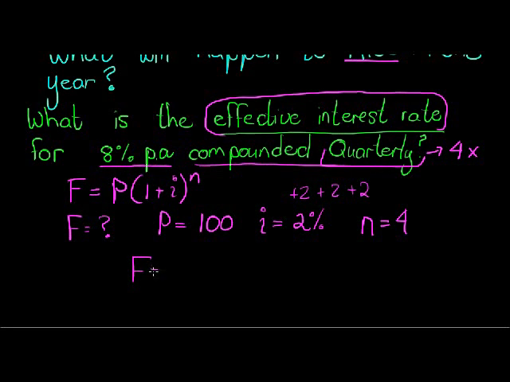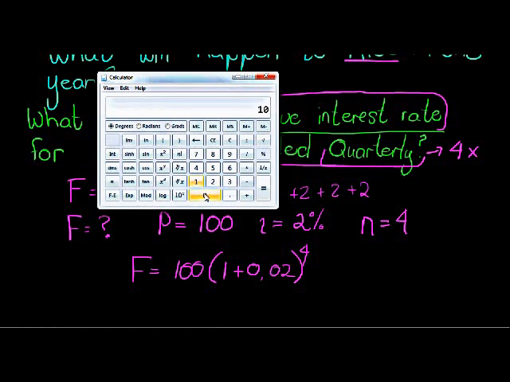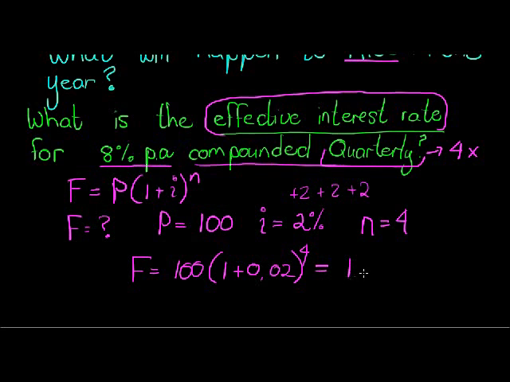So let's calculate. What will be the future value of this 100 Rand? Okay, what will actually happen at the end of 1 year? 100 times 1.02 to the power of 4. We calculate it. Okay, there we see 108.24. So instead of just earning 8 Rand on the 100 Rand, I'm earning 8 Rand and 24 cents.